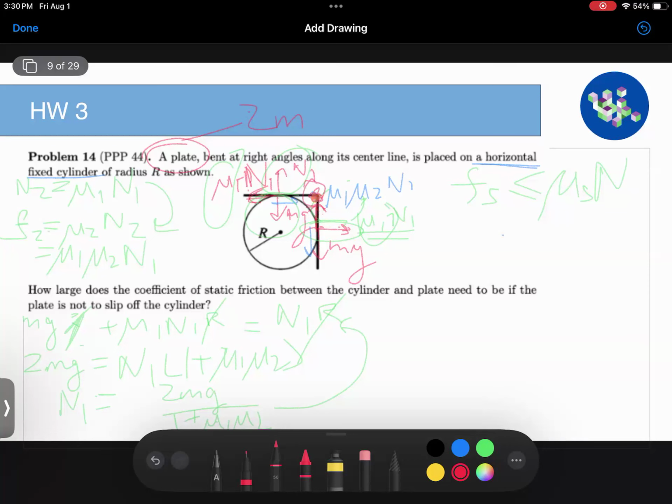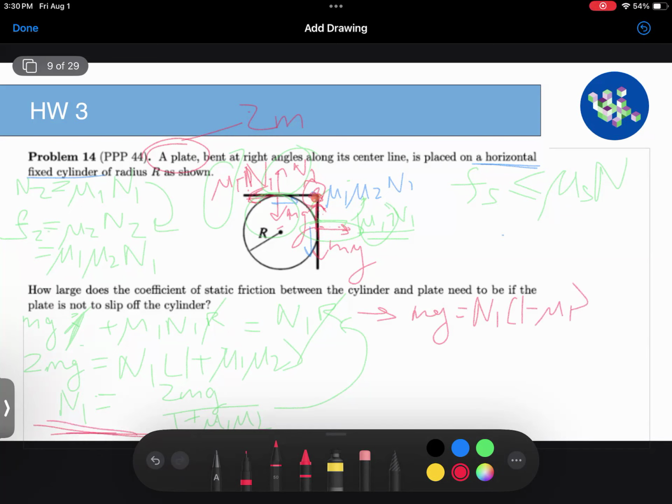We could also do torque balance about the center of the cylinder. In that case, N1 doesn't make any torque, but there will be other forces creating torque, right? But good observation. So this is what we're getting from force balance. Plug it into the torque balance equation, then what does it mean? It means mg equals n1 times 1 minus mu1, right? And then n1 we know is this.